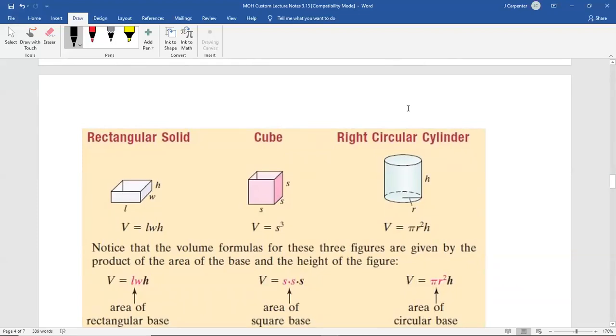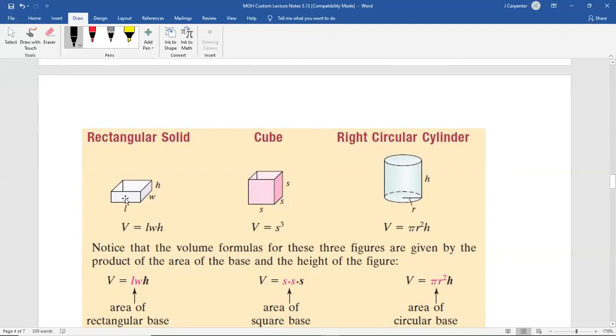Then we have our circular cylinder, our right circular cylinder. So this is like our soda can, basically. This is basically a circle that then has a height attached to it. So the idea is that you take the area of the bottom, which is pi r squared, and then you just multiply it by that third dimension, which is height, pi r squared times height, because it's consistent. That idea is the same thing here.